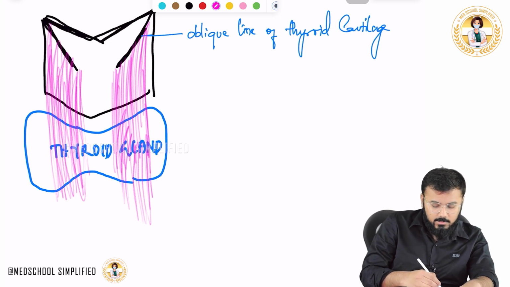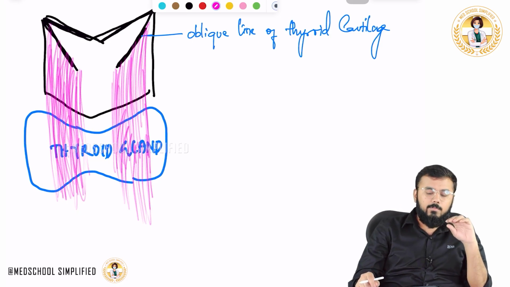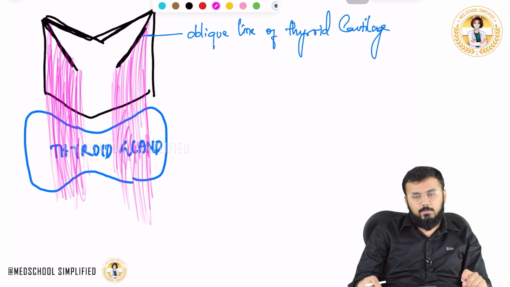Now see, this pretracheal fascia is very closely and firmly attached to your thyroid gland. That is the reason why, whenever you are swallowing, your thyroid gland is also elevated. Why? It is because of this pretracheal fascia.